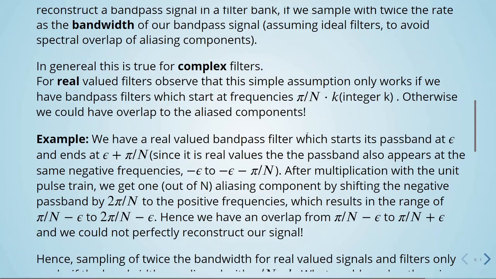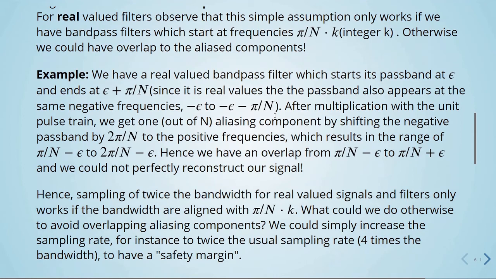After multiplication with the unit pulse train, we get one aliasing component out of N by shifting the negative passband by 2 pi divided by capital N to the positive frequency, which results in the range from 2 pi divided by capital N minus epsilon to pi divided by capital N. So here we have an overlap from pi divided by capital N minus epsilon to pi divided by capital N plus epsilon, and we could not perfectly reconstruct our signal.